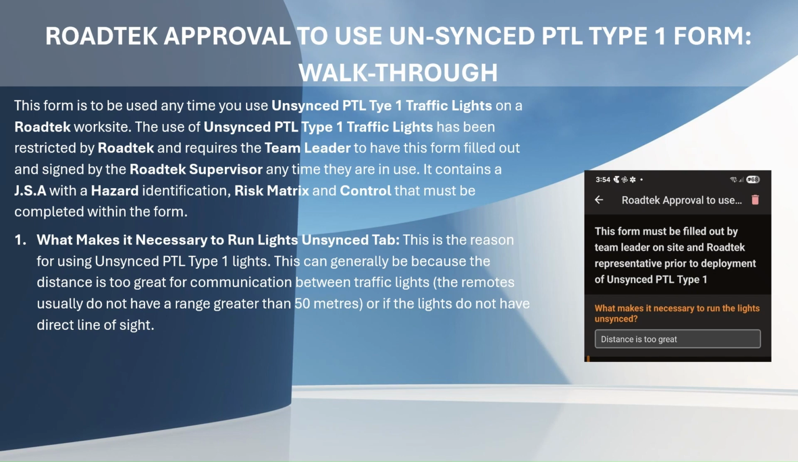This form is to be used anytime you use unsynced PTL Type 1 traffic lights on a Roadtek work site. The use of unsynced PTL Type 1 traffic lights has been restricted by Roadtek and requires the team leader to have this form filled out and signed by the Roadtek supervisor anytime they are in use. It contains a JSA with a hazard identification, risk matrix, and control that must be completed within the form.